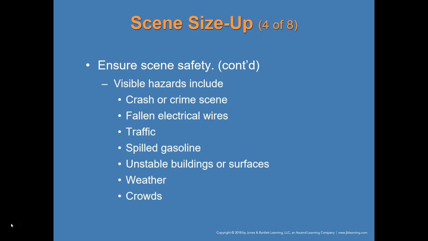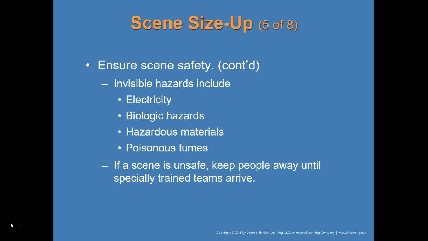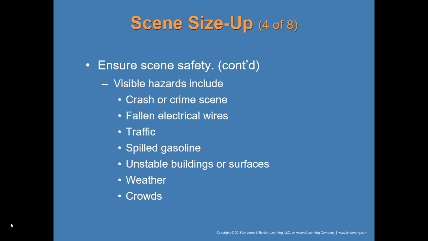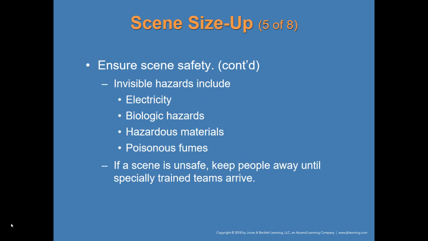When we talk about possible hazards, we need to realize that there are both visible and invisible hazards. Visible hazards include crash or crime scenes, fallen electrical wires, traffic, spilled gasoline, unstable buildings or surfaces, weather, crowds. Some invisible hazards. We talked about fallen electrical wires there.